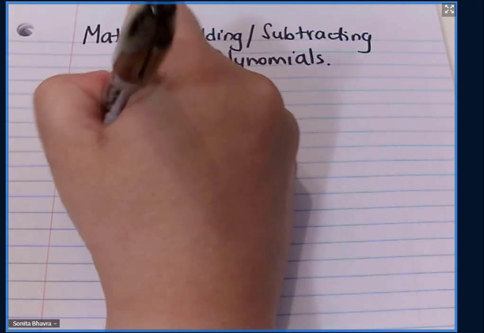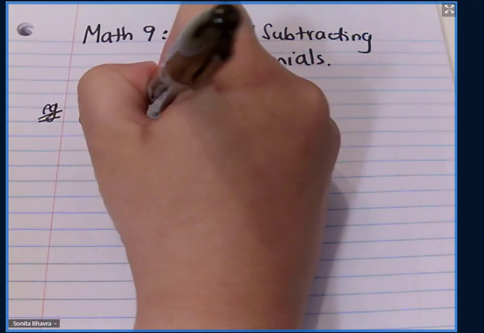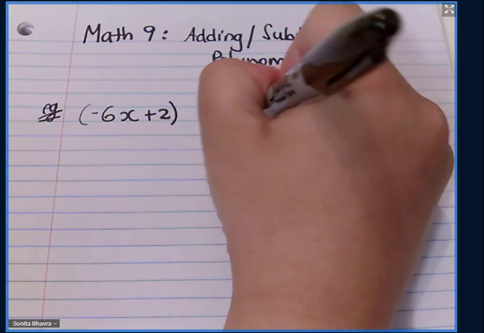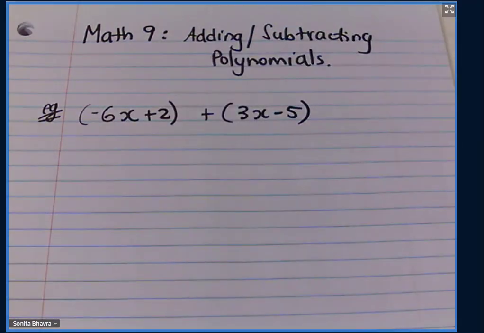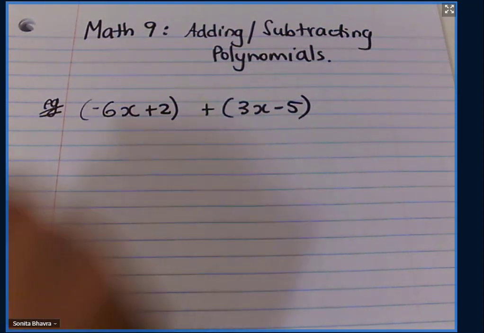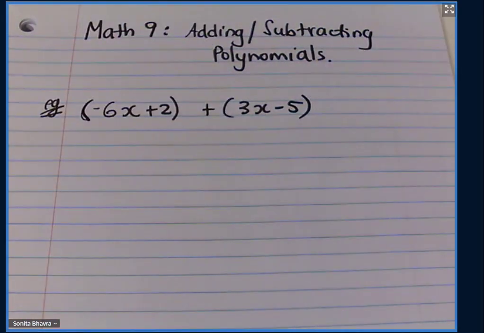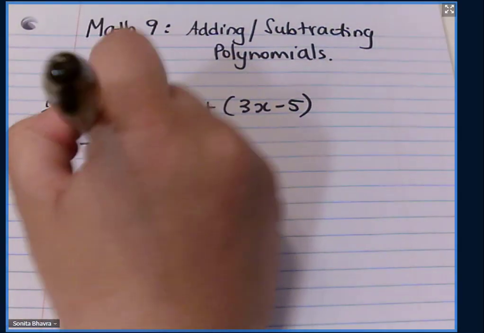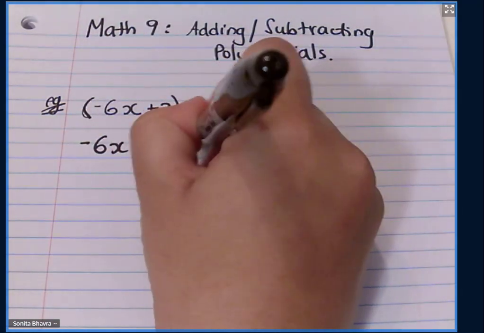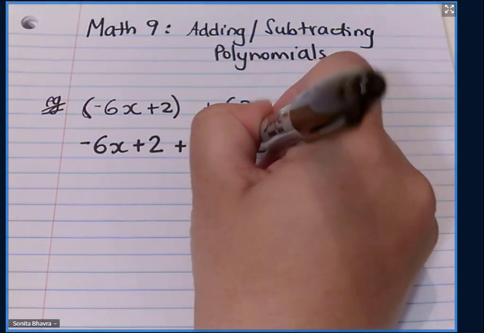So we have negative 6x plus 2 plus 3x minus 5. All right, so this is addition, and when we have addition, all we have to do is open up the brackets and then collect our like terms. So that's what I'm going to do. Start with the first bracket, so negative 6x plus 2 plus 3x minus 5.